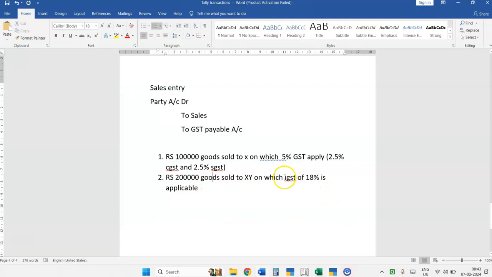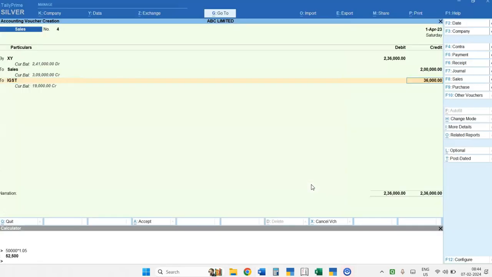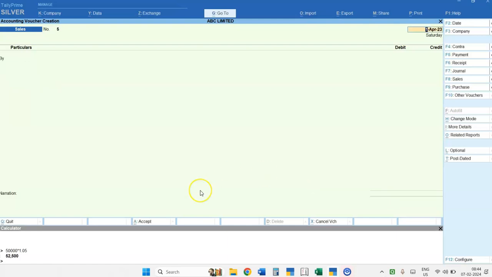Then I will credit the GST payable. What is the GST payable? IGST at 18% is required to be paid. So only the GST element is required to be credited here, and press enter till the last. Your entry will be done. So in this way you can make the entry for your sale transaction in Tally Prime 4.0. Thank you.